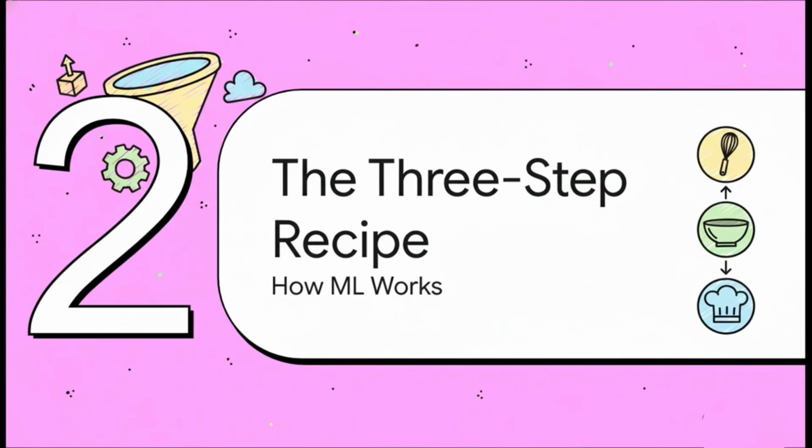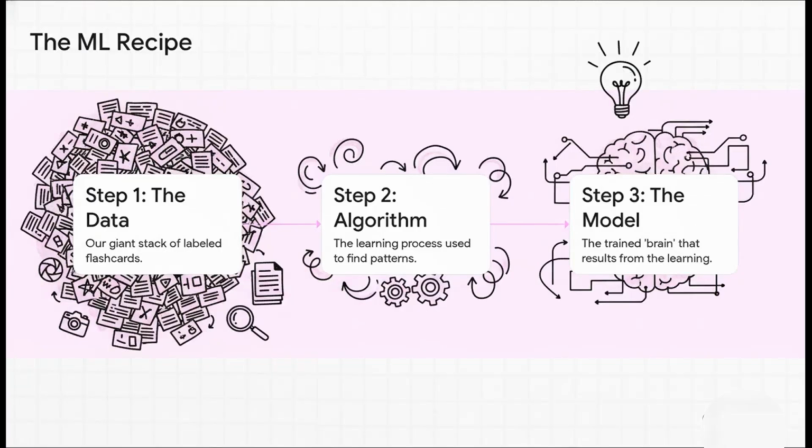In fact, we can boil this whole thing down to a simple 3-step recipe that applies to pretty much every machine learning system out there in the world today. So, step 1, you need the data. For us, that's our huge stack of labeled cat and dog flashcards. Step 2, you need the algorithm. Think of the algorithm as the method or the strategy that Alex uses to find all those important patterns in the data. And when you mix the data with the algorithm, you get step 3, the model. The model is the final output. It's the trained brain that holds all that learned knowledge. And now, it's ready to go to work.